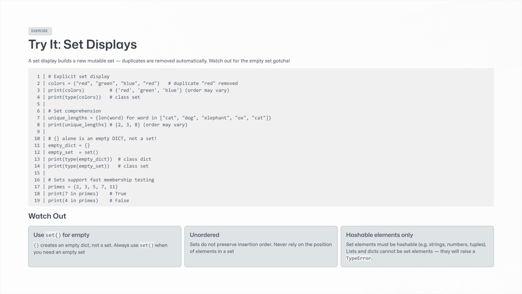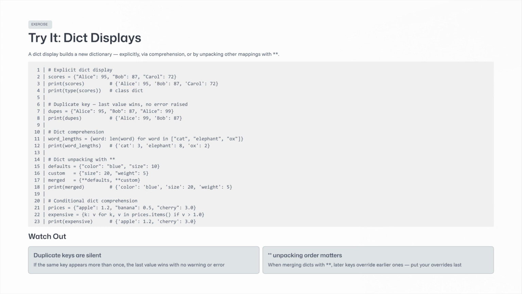3 watchouts. Always use set() for an empty set, never empty curly braces. Sets are unordered, never rely on element position, and set elements must be hashable. Strings, numbers, and tuples are fine, but lists and dicts will raise a type error. Dict displays. Line 2, scores equals a dict with 3 key value pairs. Line 3, print shows the dict. Line 4, type confirms dict.